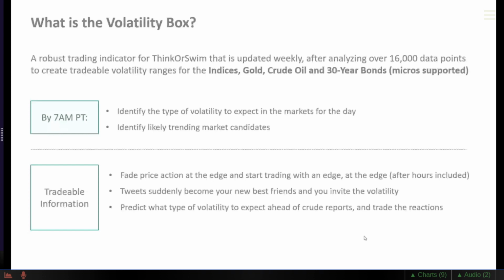You can also know what type of volatility to expect ahead of key events. Think crude oil reports. We know what type of volatility to expect in a crude oil report by, I believe, 6 or 7 a.m. Pacific, based on how the market's traded. So by the time the report comes out, we're ready to go, levels plotted, ready to trade these reactions. And of course, we can also use the volatility box to trade things like FOMC events, unemployment reports, anything of that sort with confidence and ease, even things like the PMI today.